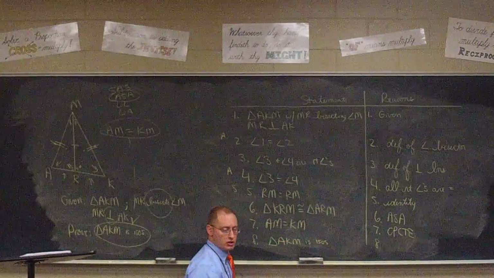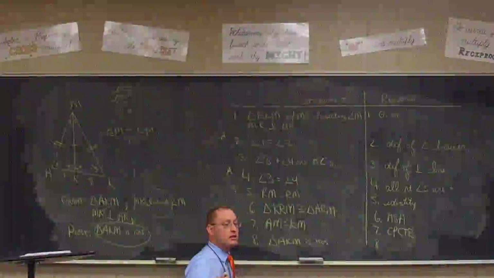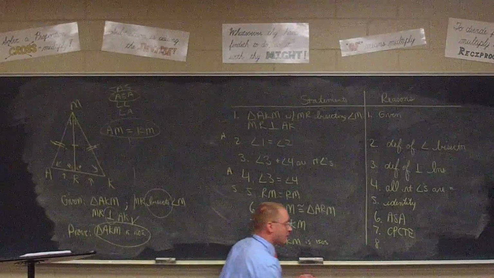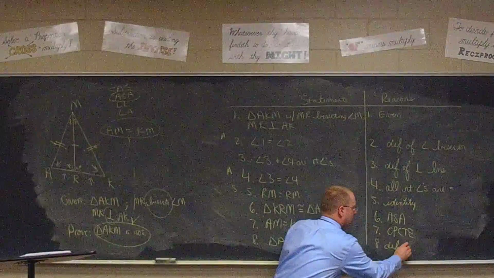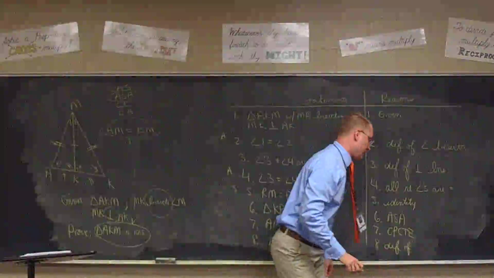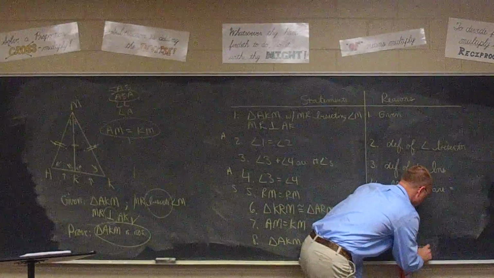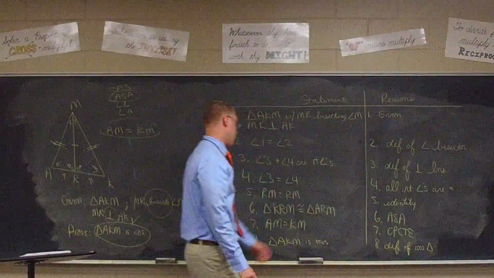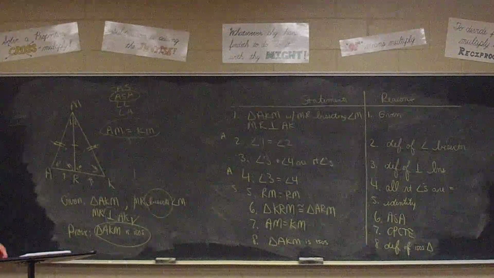How do I know it's isosceles? AM equals KM. Because two sides are equal. That's the definition of an isosceles triangle. I know it's isosceles because two sides are equal. That is the definition of an isosceles triangle, at least two sides equal. And there we go. Questions on this one?